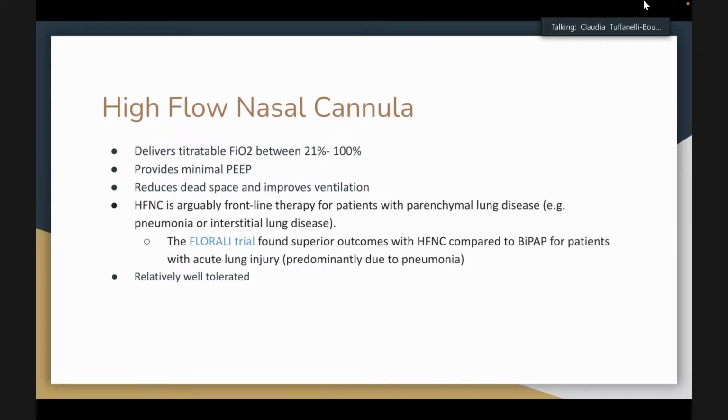The high flow nasal cannula is really good. And a lot of people, in some of the sources, like I found this FLORALI trial, found that it really should be first line for a lot of lung diseases because it was so helpful and really was good at reducing the need for BiPAP or intubation. The benefits to high flow over some of those other ones is that it's really well tolerated by patients.